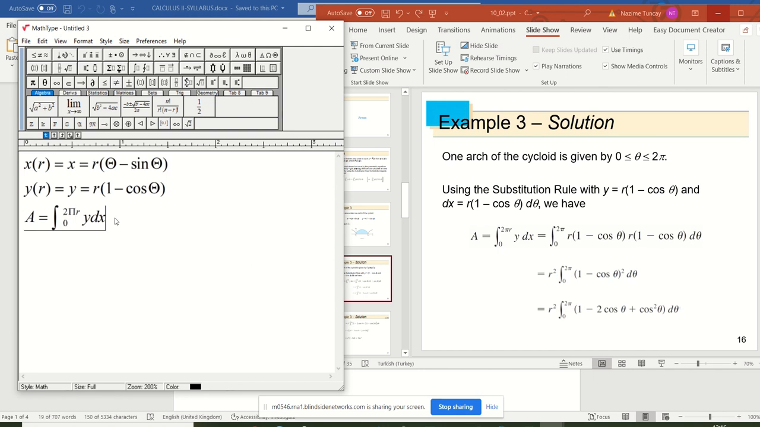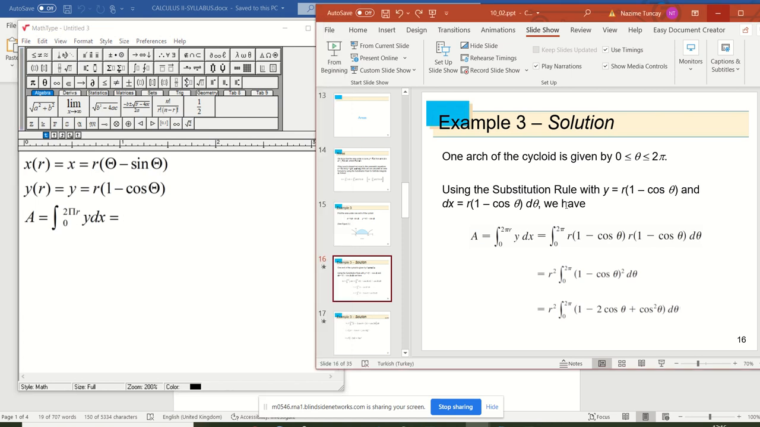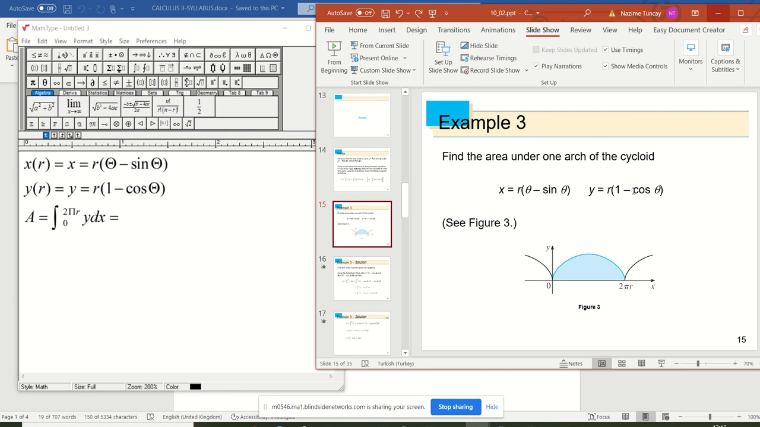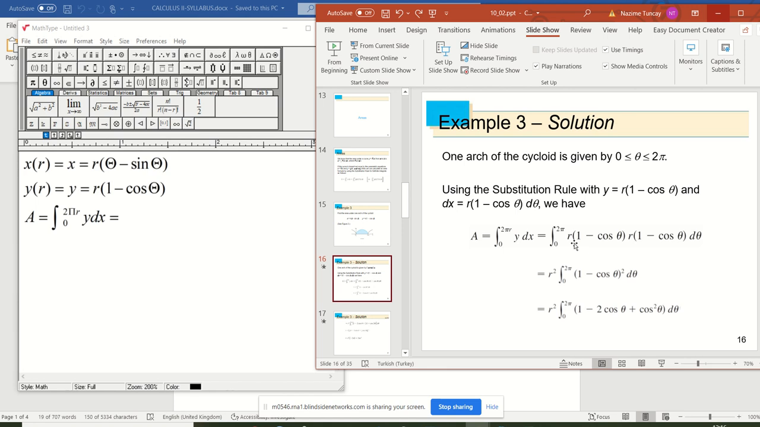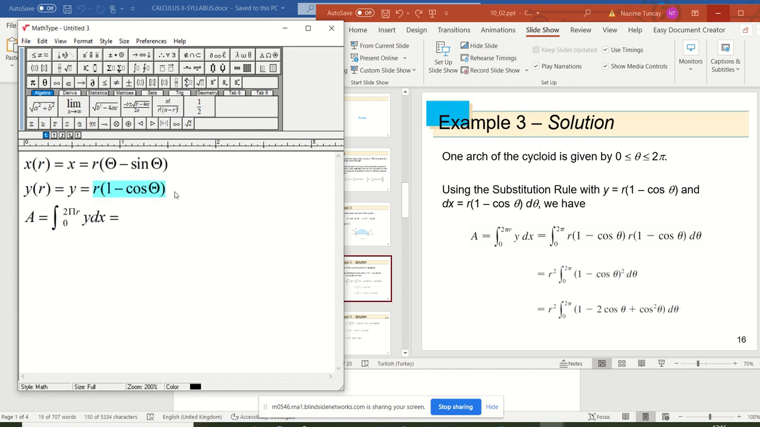So here this y. What is y? y is this one. In order to find this y, y was r times (1 minus cosine theta). We write it also here. This is r(1 minus cosine theta). But we need to find dx, so we have to find the derivative of this one. And you see here, we have this r here. So I can copy this here.